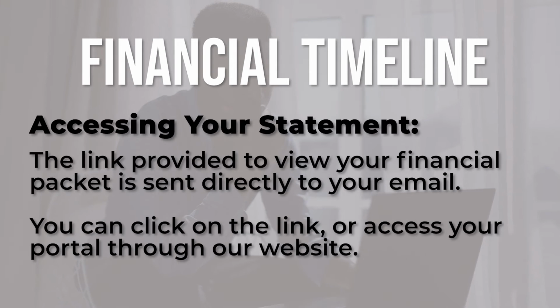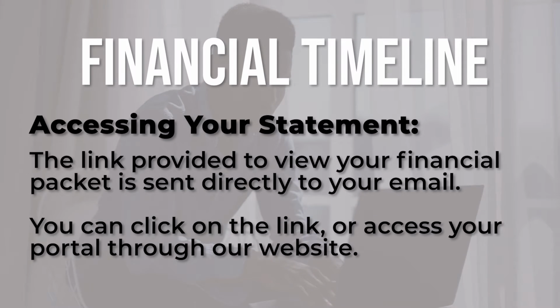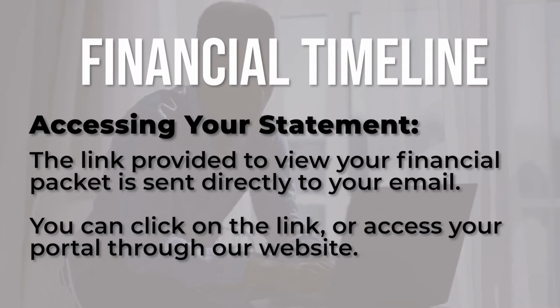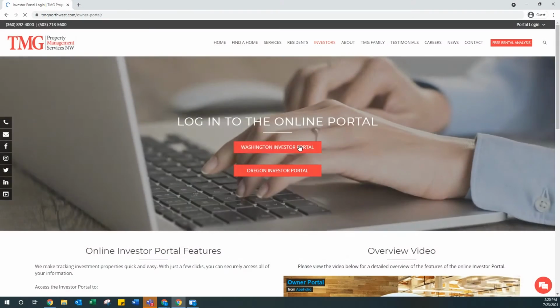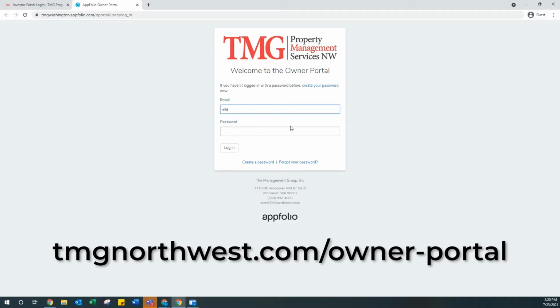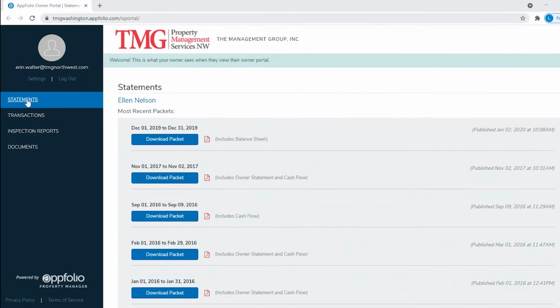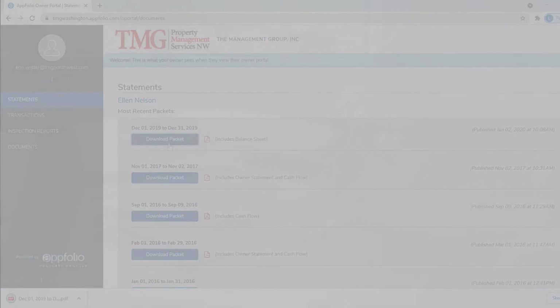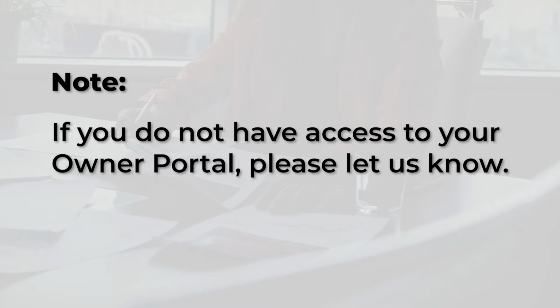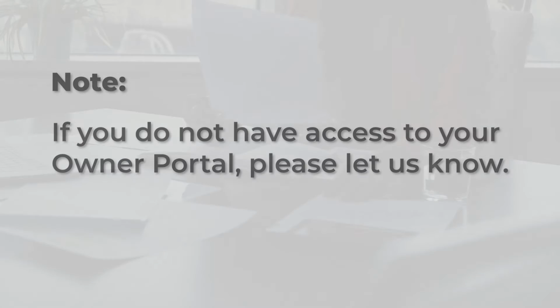The link provided to view your owner financial packet is sent directly to your email. You can click on the link or access your portal through our website. To view your portal, simply log in to our website at tmgnorthwest.com/owner-portal and click on Statements. You can view or download your packet for any month you choose. If you do not have access to your owner portal, please let us know.